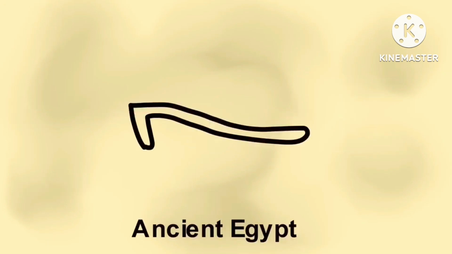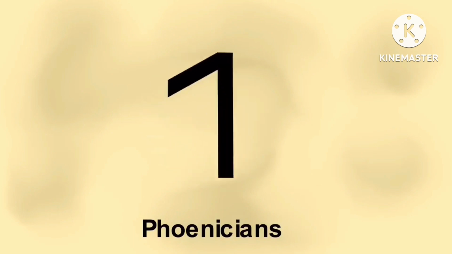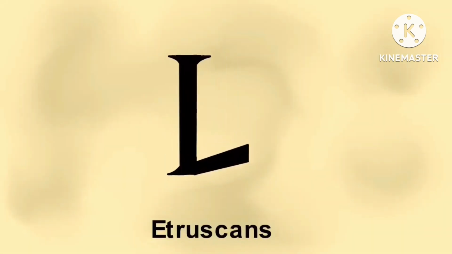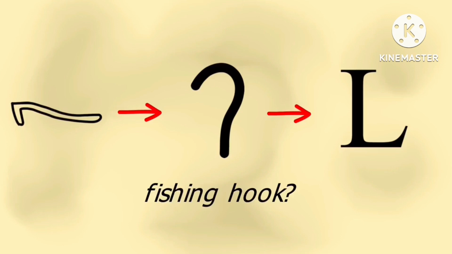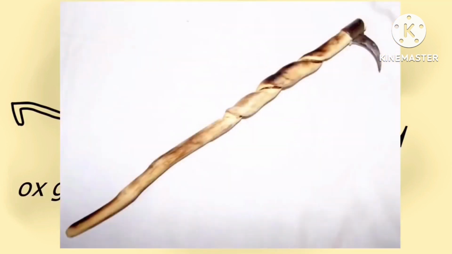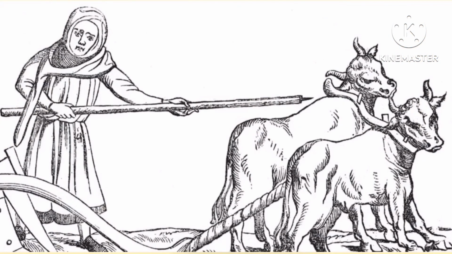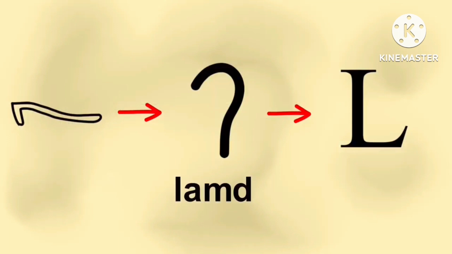This is a tool that evolved like this. So this is a tool. What tool is it? This tool is used on cattle to goad them, and the Canaanites called this lamed.